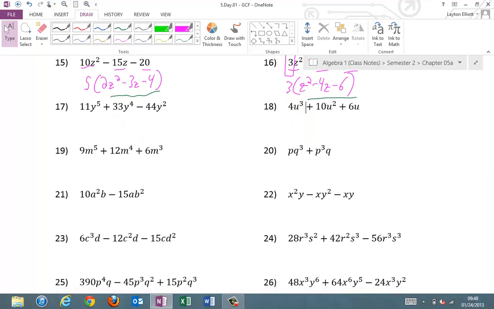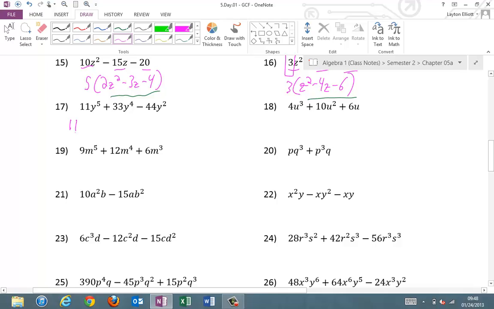Okay, want to take over? Yeah, sure. Okay, so if I'm looking at number 17, I notice that as far as the number parts go, we have an 11, a 33, and a 44. And all those repeating numbers make me think of 11s first off. So 33, for example, is 3 times 11, and 44 is 4 times 11. And 11 is a prime number. So my first thought is, take an 11 out.